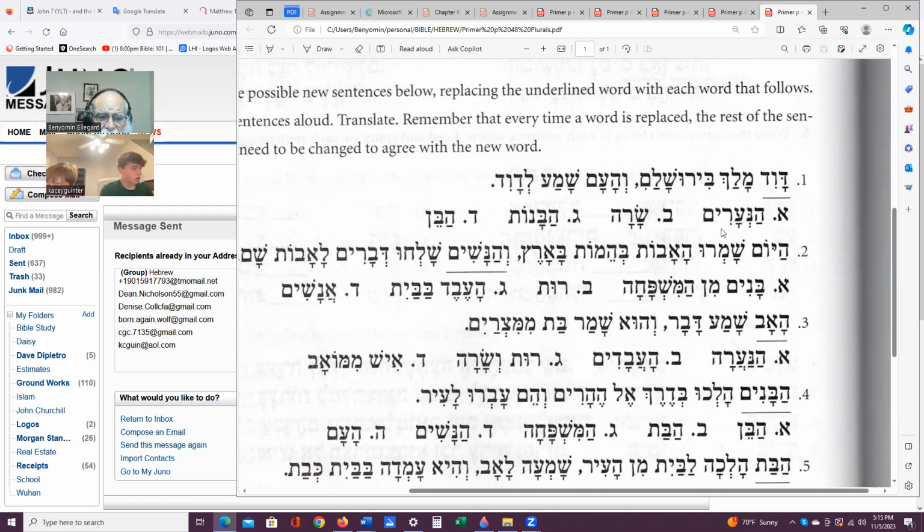I don't want you to have to rewrite the whole sentence, but I do want you to write the word that needs to be changed. So if I want to say, instead of saying, for instance, David malach Yerushalayim v'ha'am shama l'David, the sentence would actually be ha'anashim malchu Yerushalayim v'ha'am shama l'David.